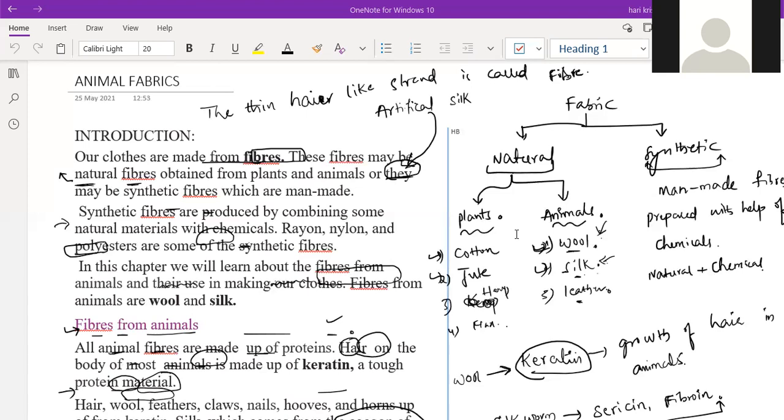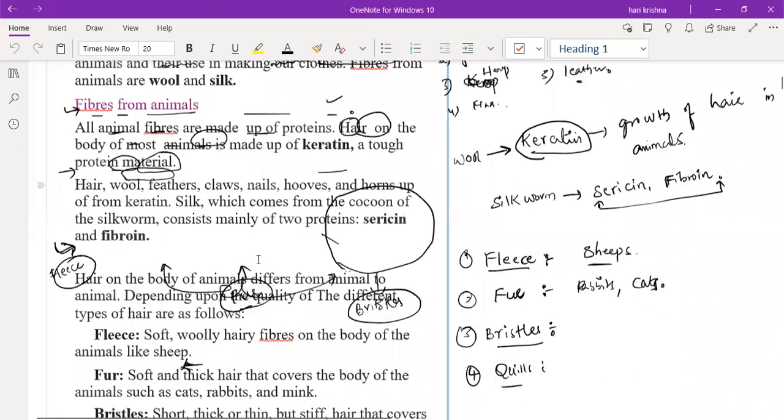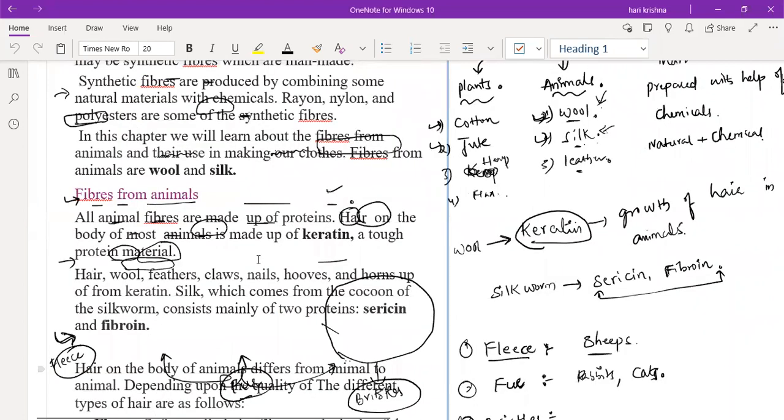So which are prepared from natural fibers. Okay. So the hair or the protein, collagen, keratin. What is the name? Keratin. Keratin. Silk fiber.